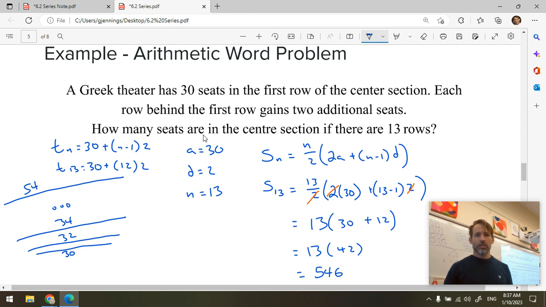No, but didn't you go for 13? 30 seats in the front row of the center section. Each row behind the first row gains 2 additional seats. It's just the center section. There might be another section over here, Oscar, and another section over here. Yeah, this is the center section.